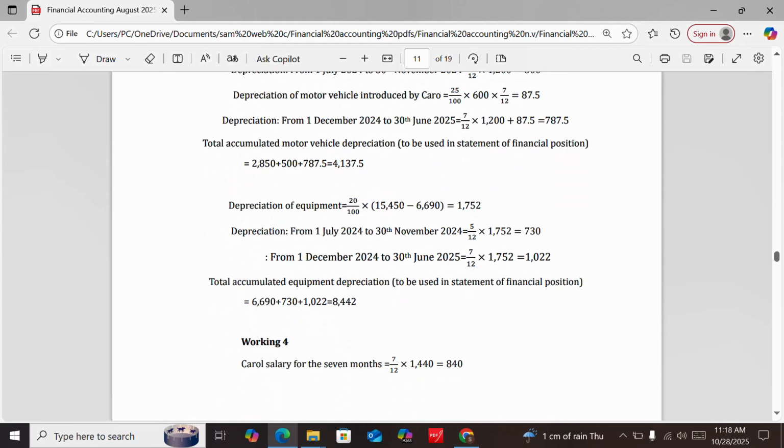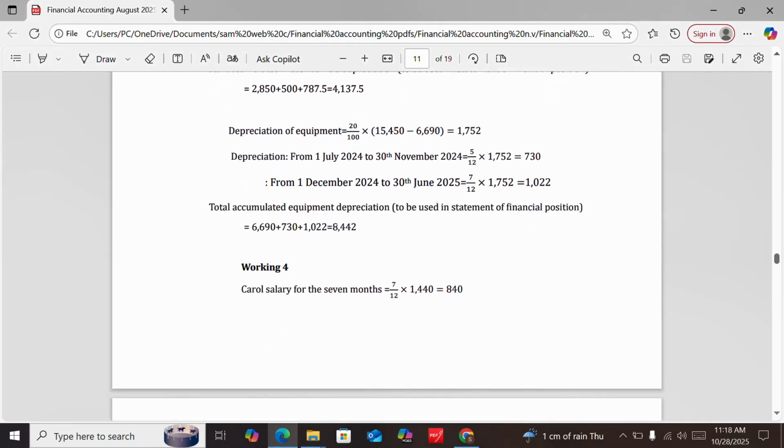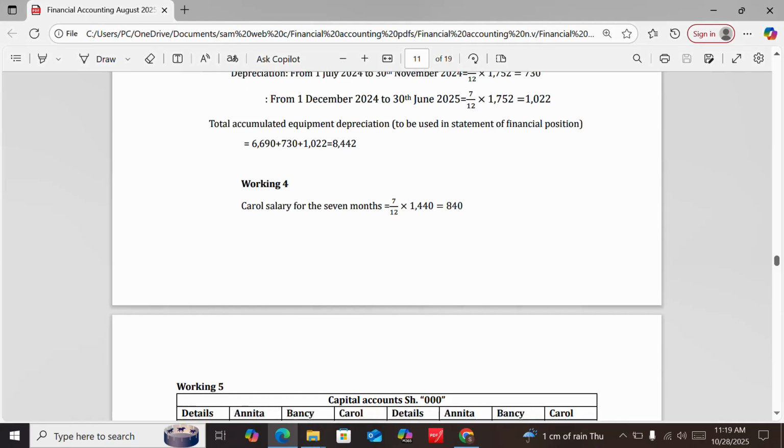Then we have depreciation of equipment. So this is the cost minus accumulated depreciation, because here we are using the reducing balance method. So the total depreciation is this one, and then it is apportioned according to time. Then total accumulated depreciation of equipment to be used in the statement of financial position. Then we have working for Carol's salary for the 7 months. This was her salary for the whole year. So for the 7 months, you apportion according to time to get 840.